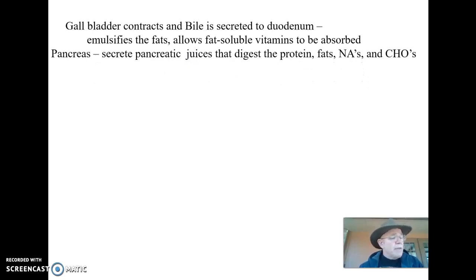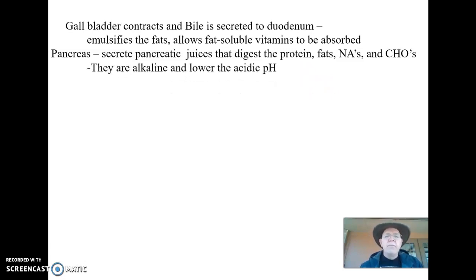All right. Pancreas also kicks in about this time. The pancreas sends stuff over to the duodenum also and secretes what we call pancreatic juices. Okay, and these pancreatic juices help digest the protein, the fats, the nucleic acids, carbohydrates, and just basically all the nutrients. And this is the stuff that really does the digesting. So it just happens a little bit at a time in the duodenum.